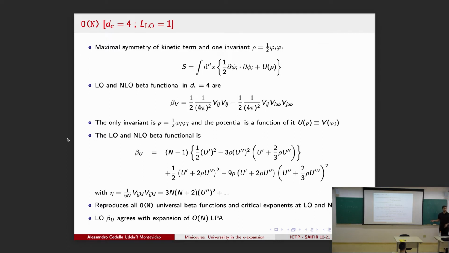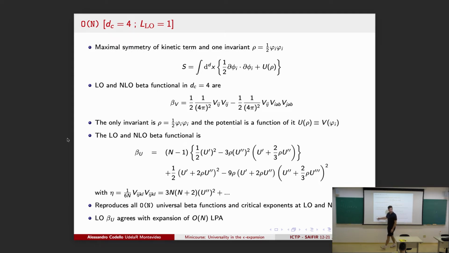But this is the flow of the potential in the O(N) theory, and we can integrate the flow of the potential from the ultraviolet to the infrared. And you can, for example, study how the potential develops its convexity, if it is possible, and all other kinds of things. And in the same way, we have the eta, which is given by this formula here.